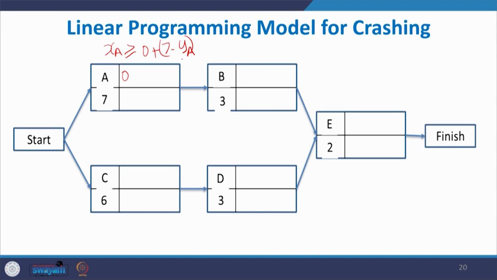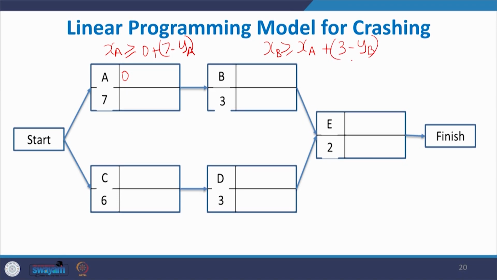For activity B, the earliest finishing time XB will be greater than... Now, you see here the earliest starting time for activity B will be XA. So, XA plus 3 minus YB.